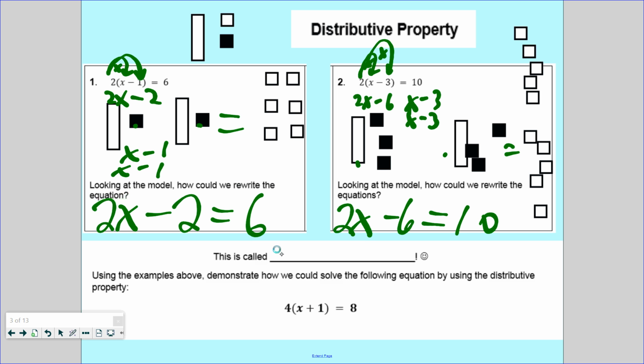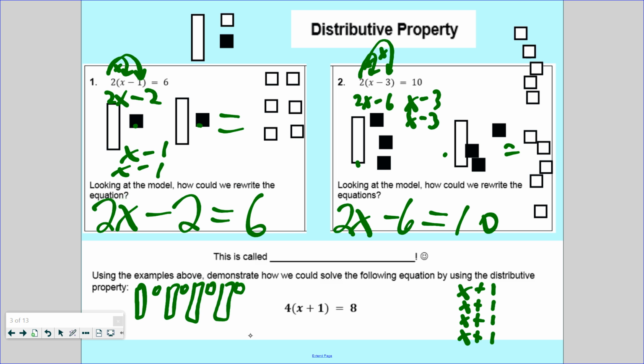So using the examples above, demonstrate how we could solve the following equation by using the distributive property. So in here, what's another way to say 4 groups of x plus 1? So I could do x plus 1, 4 groups of x plus 1, or I could write x plus 1, x plus 1, x plus 1, x plus 1, which is a total of 4x plus 4 equals 8. Or I could use the distributive property. 4 times x is 4x, plus 4 times 1 is 4.